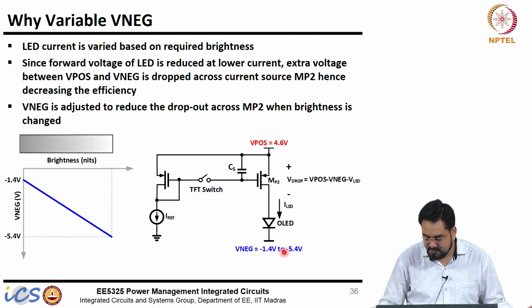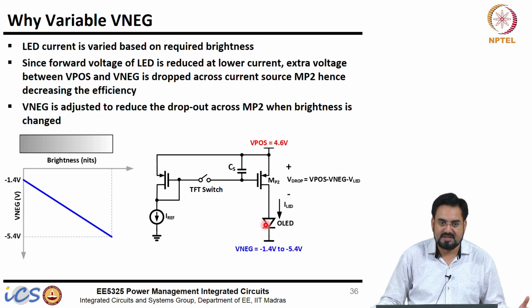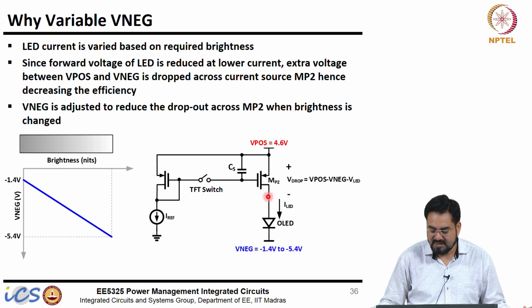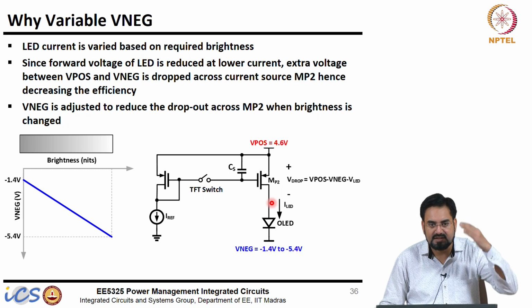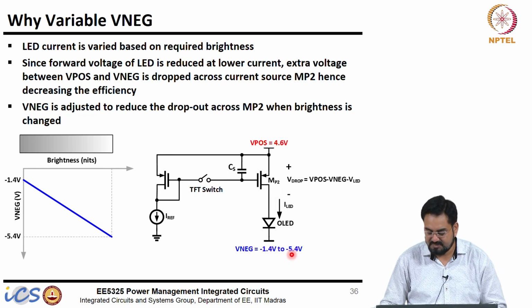So, what would happen if you keep this fixed at minus 5 volt? This LED forward voltage will not change, as it will adjust itself depending on the current, because we have a constant current. Whatever extra voltage we have will be dropped and absorbed by this, so this drain node will automatically adjust. If the required voltage is 4 volt and minus 1 volt, 5 volt, but I keep it fixed at minus 5 volt, then 4 minus minus 5 is 9 volt.